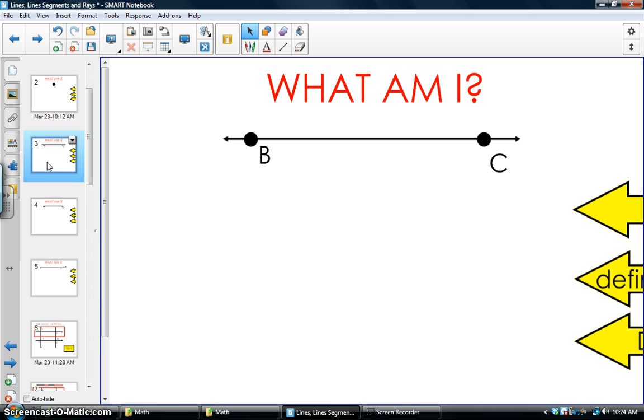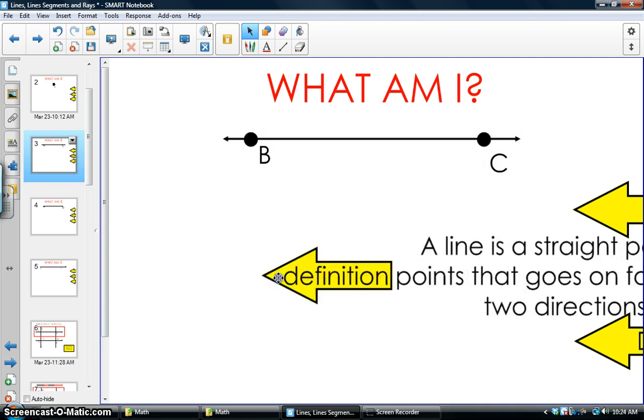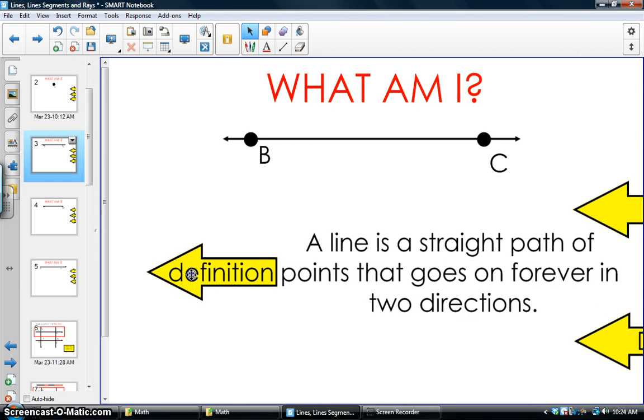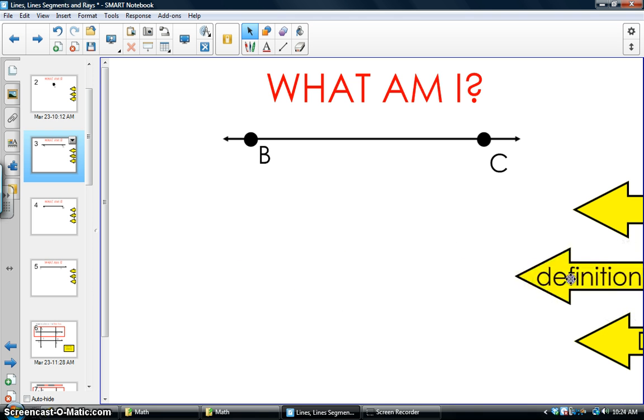Next you see is line BC or CB. A line is a straight path of points that goes on forever in two directions. Actually, the line goes on forever, not the points, of course. You may draw a line BC or CB. A line can be named in different ways. Because we have two letters on this line, we can name it CB or BC.